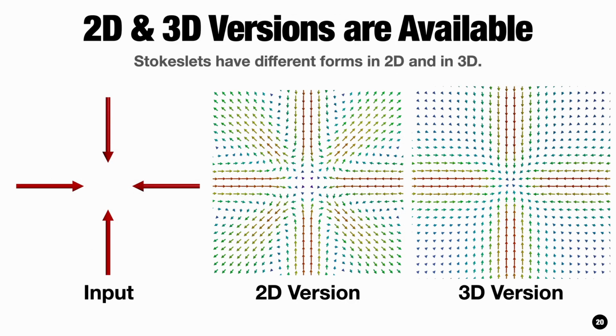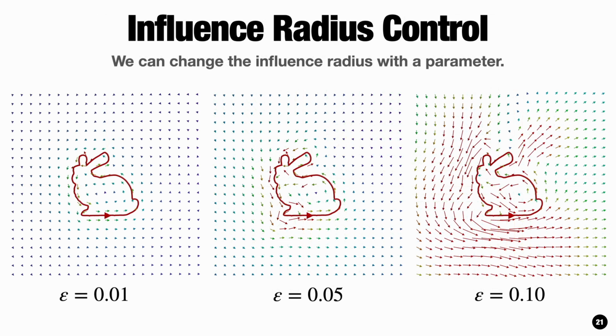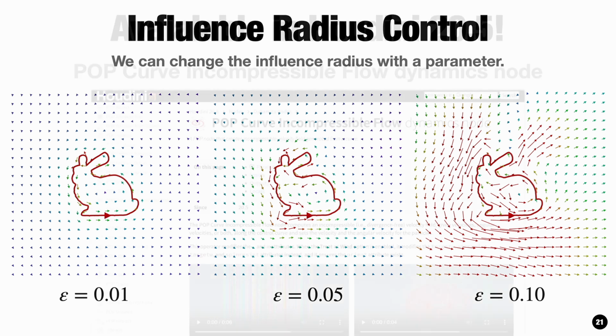For 2D and 3D problems, the Stokeslets have different forms. For 2D problems, we need to use the 2D version to get an incompressible flow in 2D. With the 3D version, we can observe that the divergence at the center is non-zero in this 2D plane. We can also change the influence radius from the control curves by changing the value of a scalar parameter. We can use this property for better artistic control of the flow.